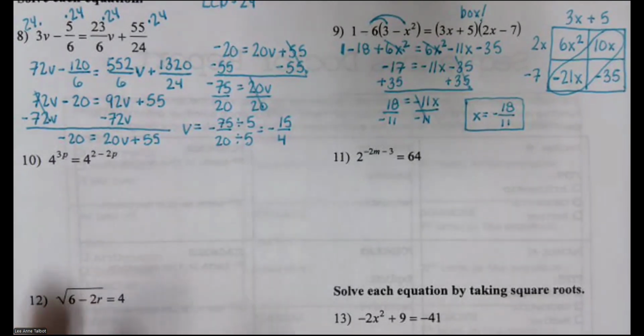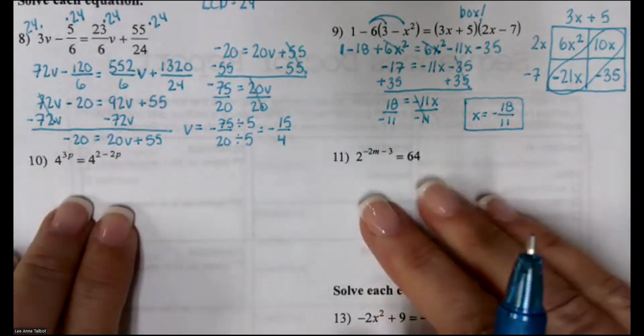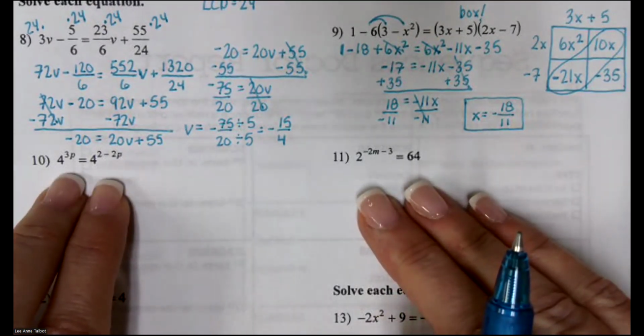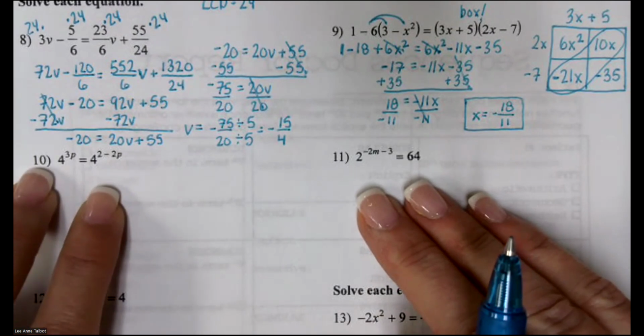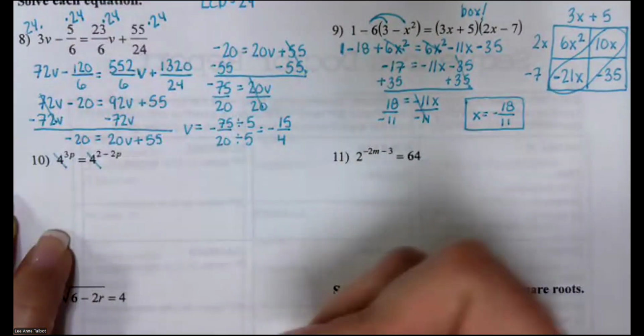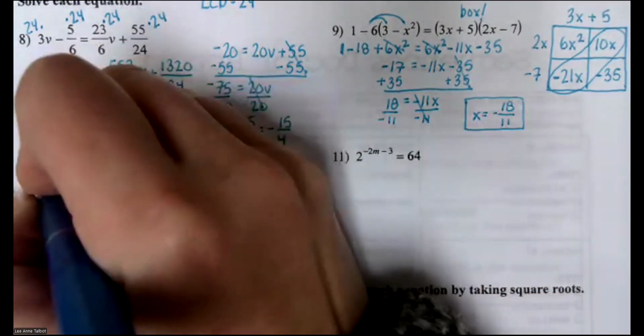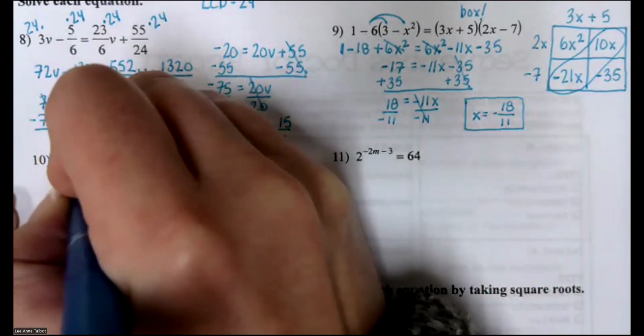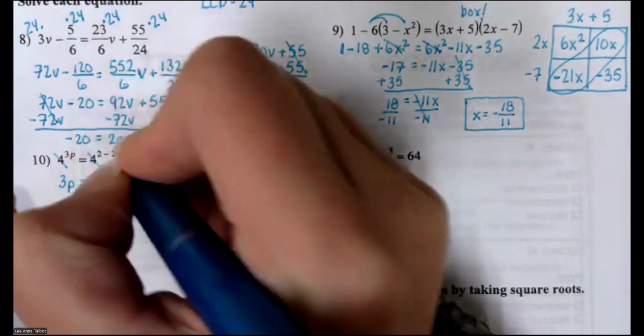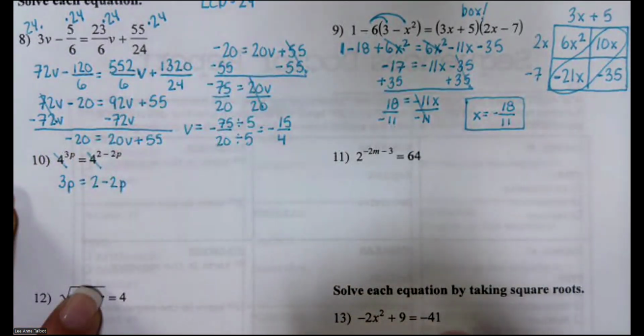All right, moving on. Number 10 and 11 are called same base exponentials. And number 10 is great because it's already same base, so you can cancel it out. We love those. Those are awesome. 3p equals 2 minus 2p. It's my favorite right here.